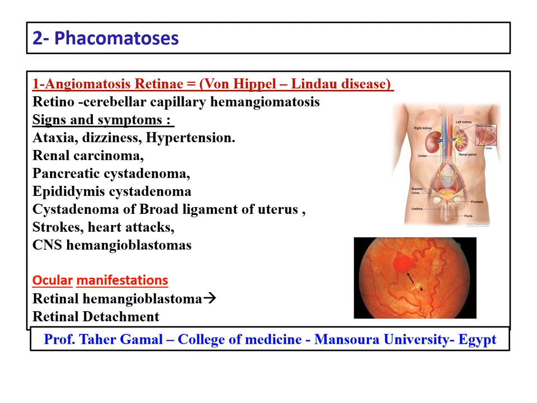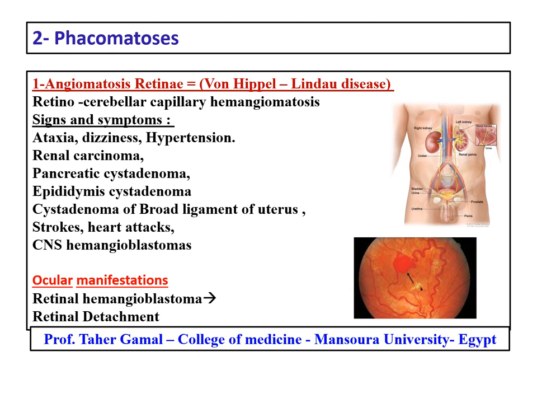The next group of diseases is called phacomatosis. Phacomatosis are either angiomatosis retinae, von Hippel-Lindau disease, retinocerebellar capillary hemangiomatosis. Signs and symptoms: ataxia, dizziness, hypertension, renal carcinoma, pancreatic cystadenoma, epididymal cystadenoma, cystadenoma of the broad ligament of the uterus, stroke, heart attacks, central nervous system hemangioblastoma.